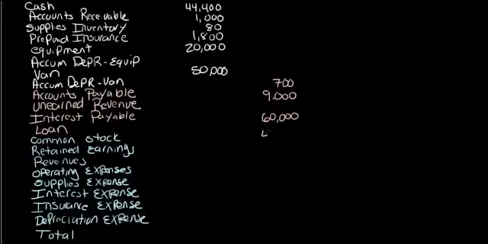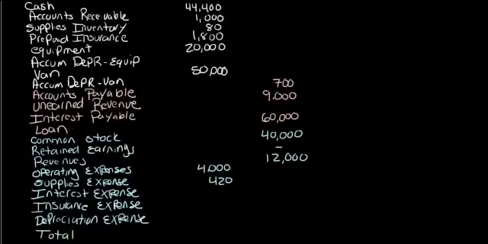We had common stock of $40,000. We had 0 in retained earnings. We had revenues of $12,000. We had operating expenses of $4,000. But now remember, expenses are debit accounts, and supplies of $420.